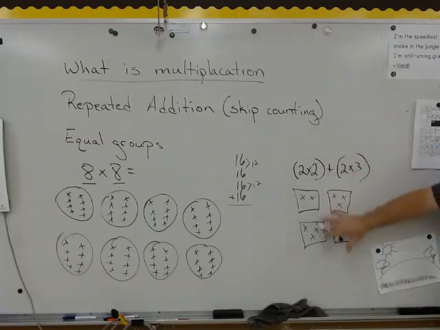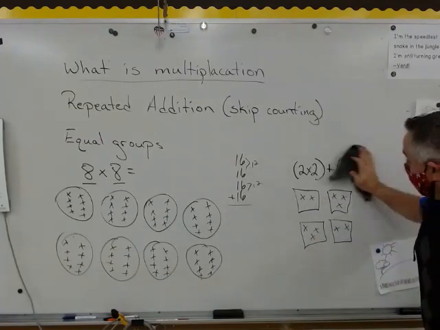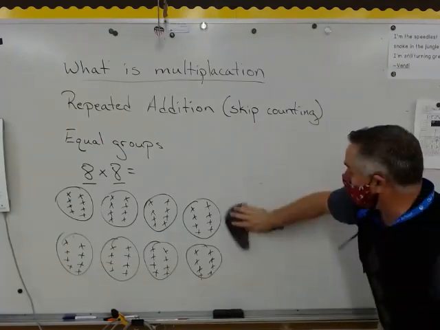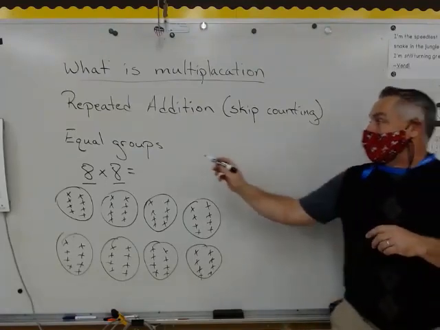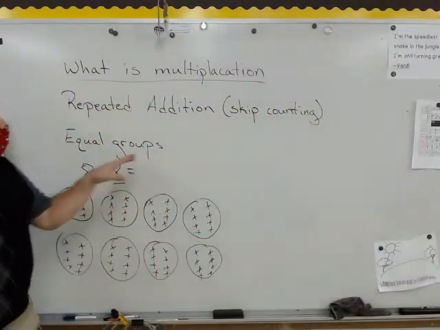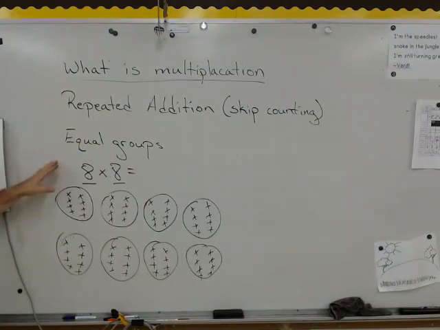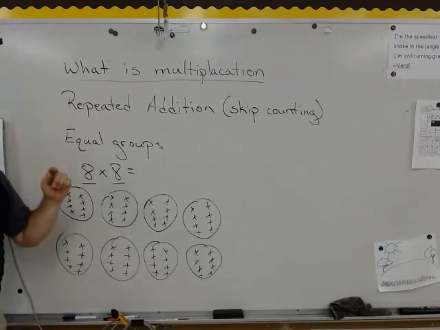Now, we're not doing this today, so I'm going to get rid of that so you don't get confused. All right? But just to remind us, this is really what multiplication is. But you have to have equal groups to do it. That's why it's also just repeated addition.